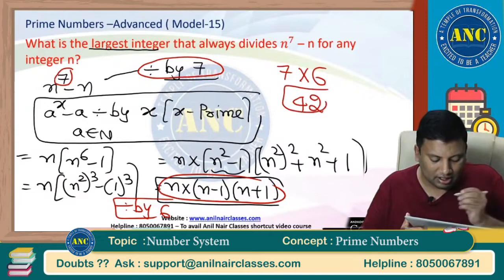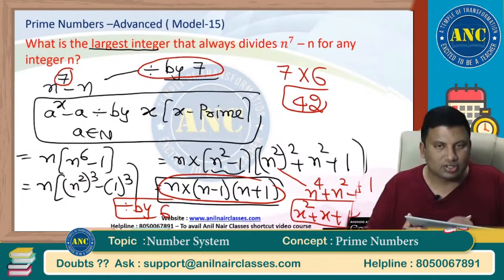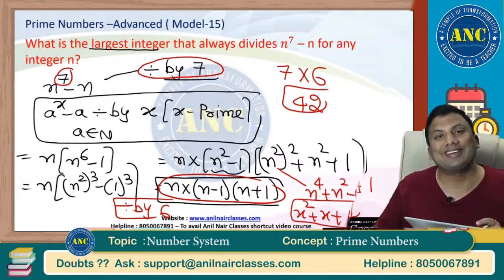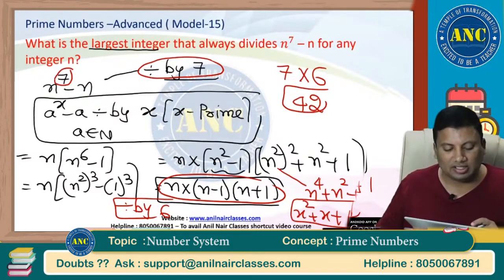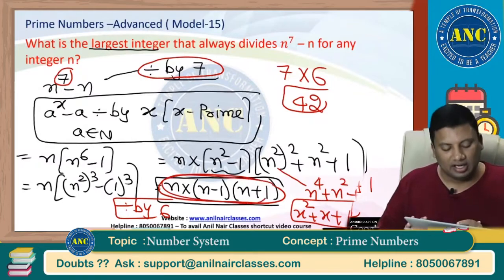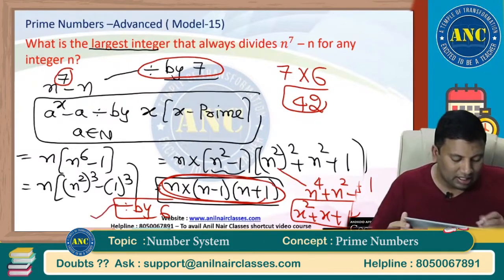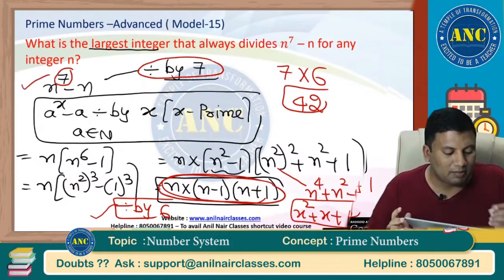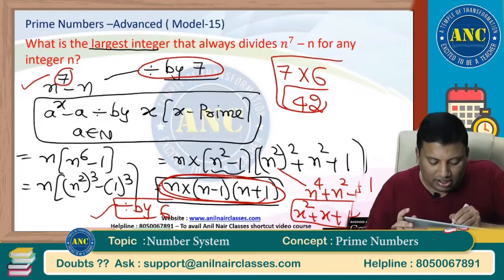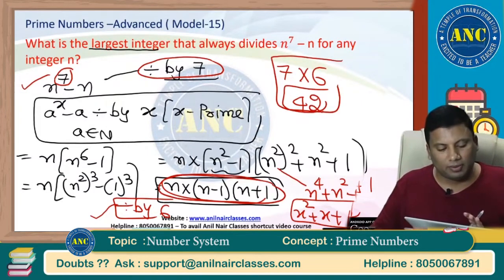Remaining is n power 4 plus n square plus 1, which is x square plus x plus 1. The discriminant is less than 0, so the roots are imaginary. So only this needs to be considered: n minus 1, n, n plus 1, 3 consecutive numbers, divisible by 6. This number is divisible by 7. So the answer should be divisible by 42.